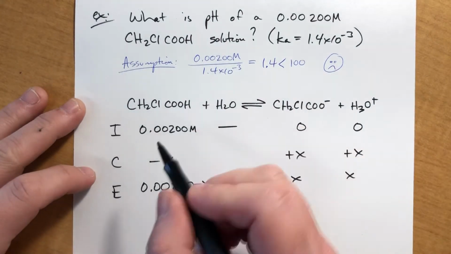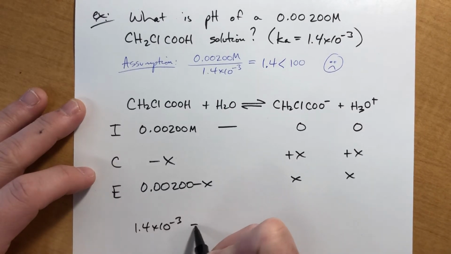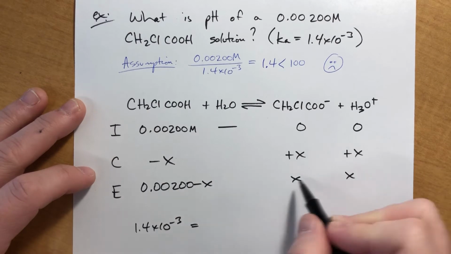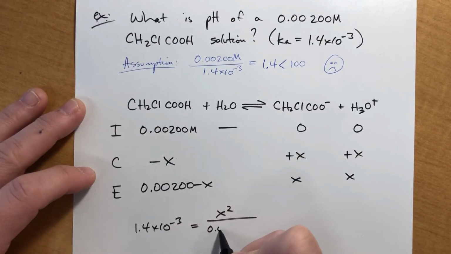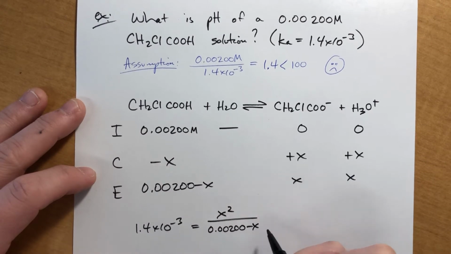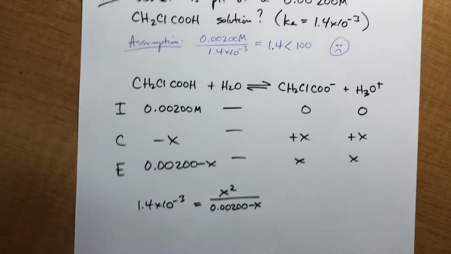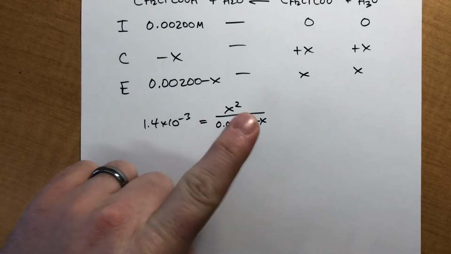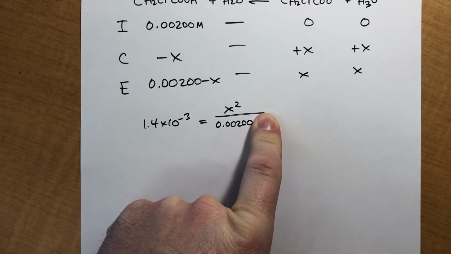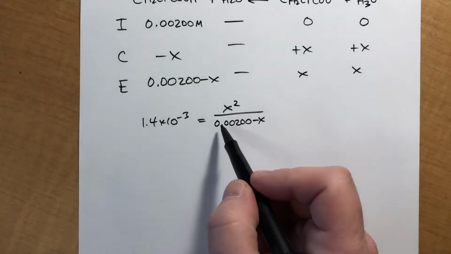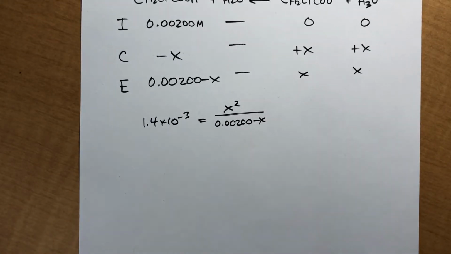Ka is products over reactants. I'm just going to plug in the value. 1.4 times 10 to the negative third equals products over reactants. Well, the products are both x's, so that's x squared, divided by reactants, which is 0.00200 minus x. We can ignore water because it's a liquid. Getting rid of this x would have made life really tolerable. Because this x is here, when we multiply everything around, we're going to have to do the quadratic equation.